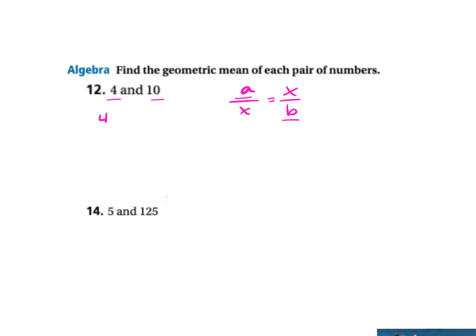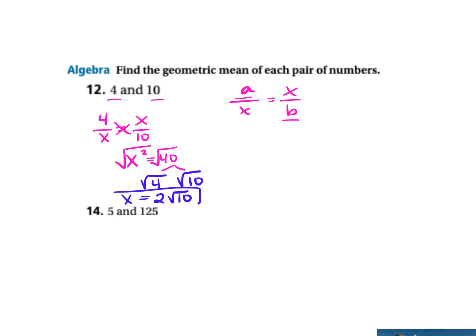So you can set this up as 4 over x equals x over 10 and then cross multiply it. So x squared equals 40. And then we take the square root of both sides, and that needs to get broken into simplest radical form. So you are looking for a perfect square and a non-perfect square that will work here. So that's going to be 4 times 10 gets you 40, and the square root of 4 is 2. The square root of 10 we can't break down, so x comes out to 2 rad 10, okay?